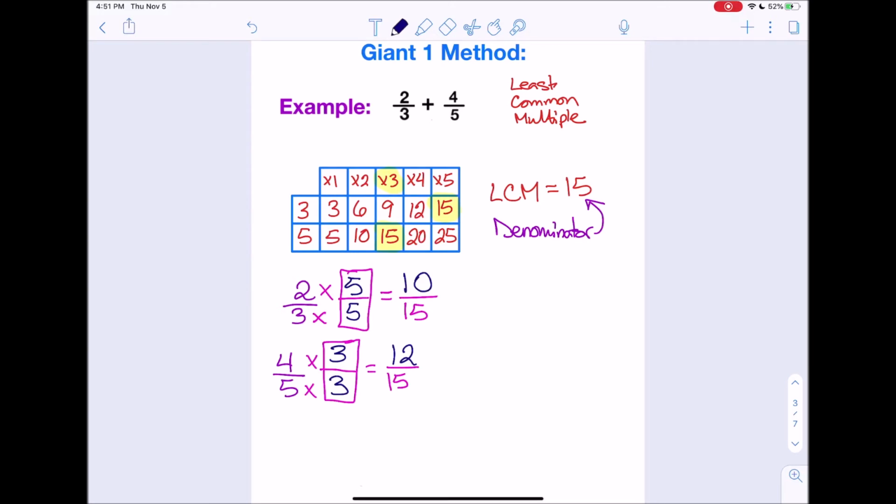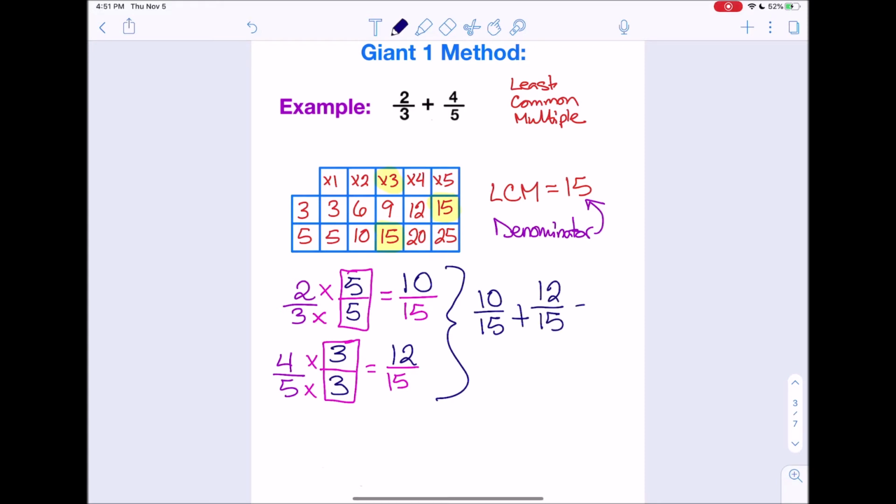So now we've successfully converted our fractions using the giant 1 to get equivalent fractions, meaning fractions that are equal. Okay, 10/15 is equal to 2/3. 12/15 is equal to 4/5. Okay, 2/3 and 4/5 are just the simplified versions of these two fractions. So now that we have our two equivalent fractions and they both have a common denominator, we can go ahead and add them together.